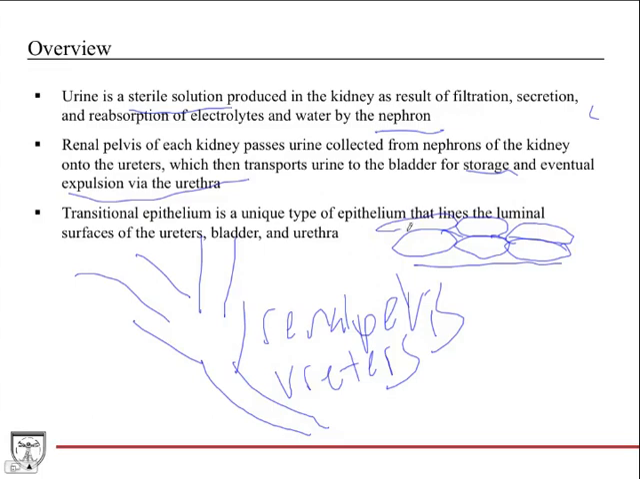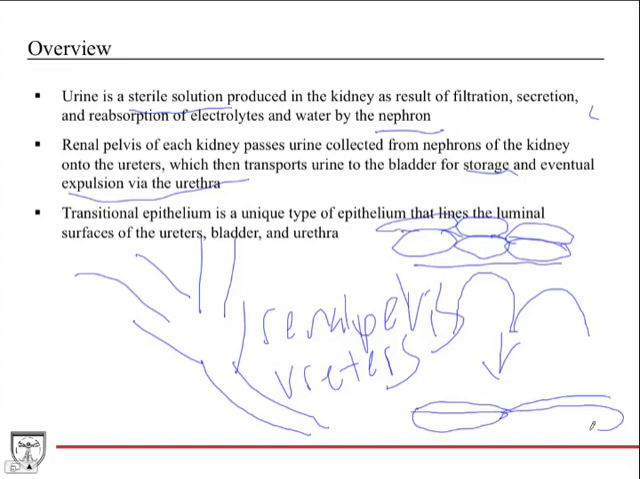And so what happens is, this top layer will have a kind of dome shape to it when it's empty. And then it can flatten. So say for the bladder, for example, the epithelium on the top can flatten like this to accommodate expansion of the bladder to accommodate urine.